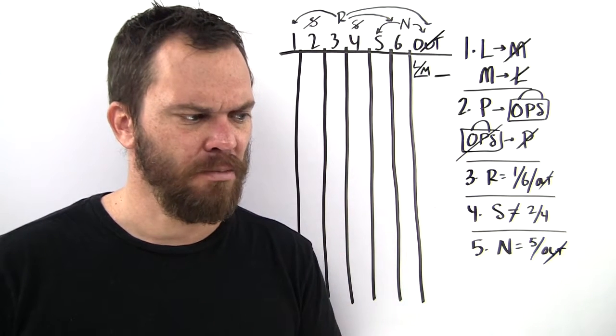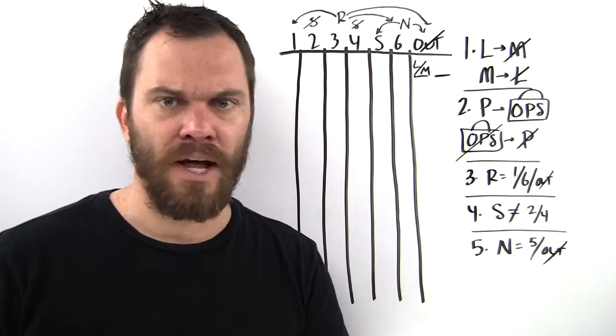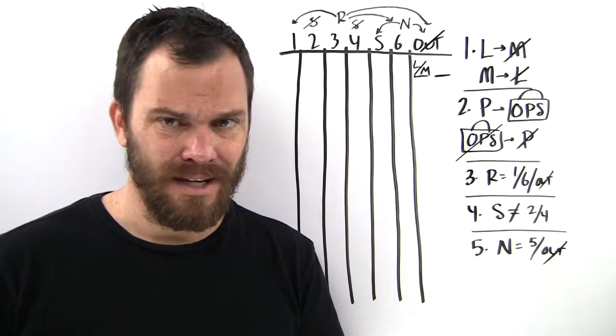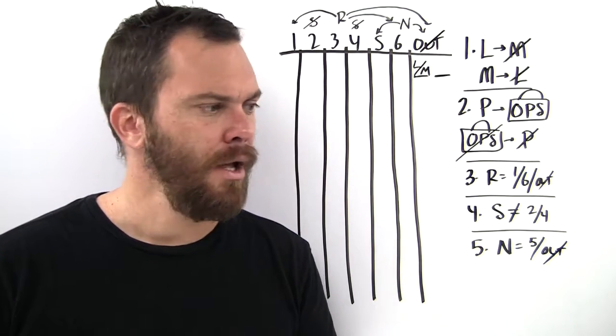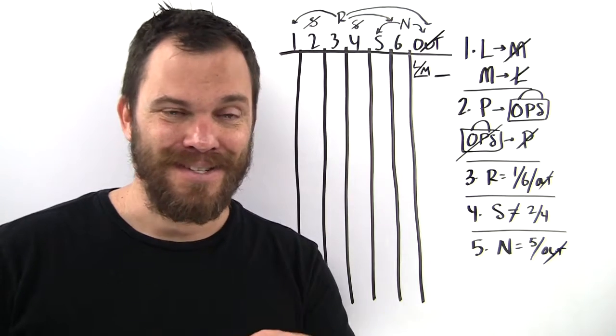And the others were self-explanatory. R is first or sixth or not there at all. S is not second or fourth. N is fifth or not there at all. All right, now we can answer some questions.